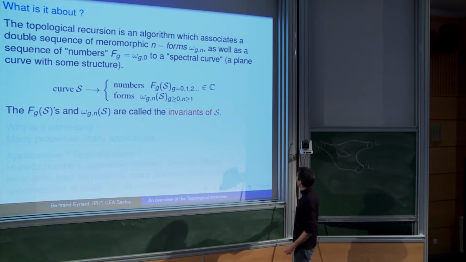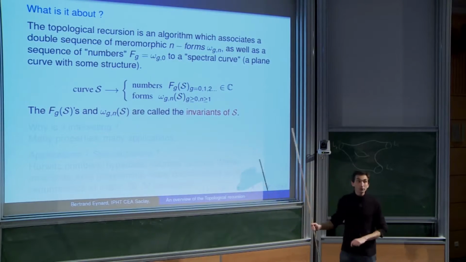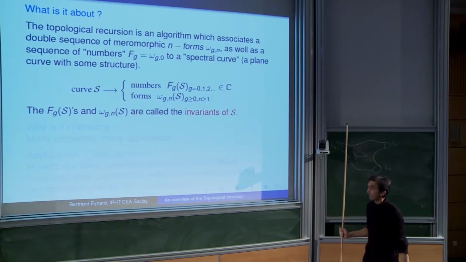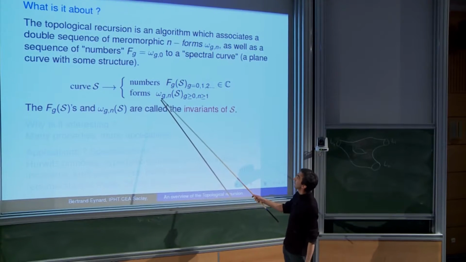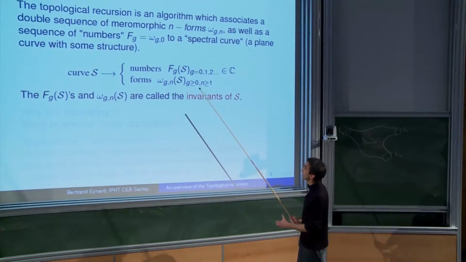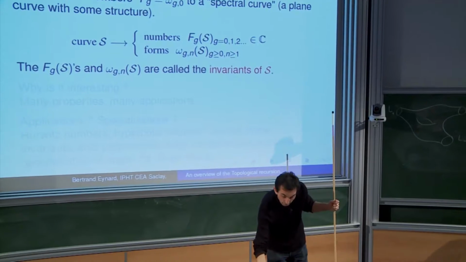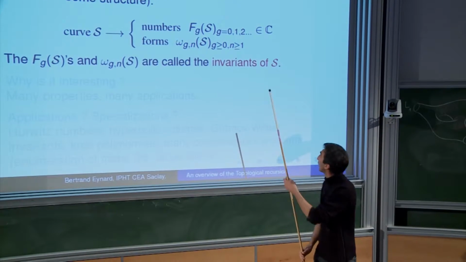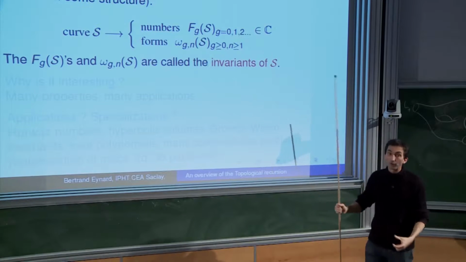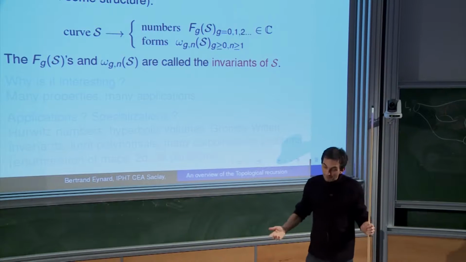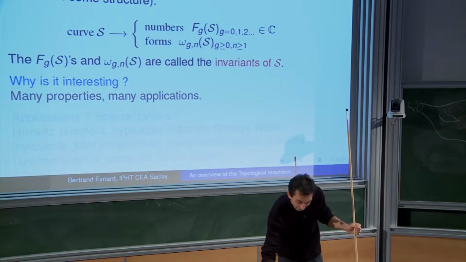But so it's a kind of curve, let's say. And to a curve, we associate forms and numbers by a recursion. And this recursion is completely universal. It depends on nothing. So the only thing you need to know are the initial terms. So basically, it will be the omega 0,1 and omega 0,2. And then everything is determined by recursion. And those omega g,n's and F_g's, we shall call them the invariants of the corresponding curve. Well, what does it mean, invariants? Well, again, I don't know if there is full agreement, but OK.